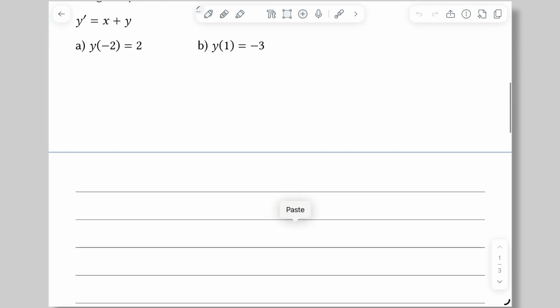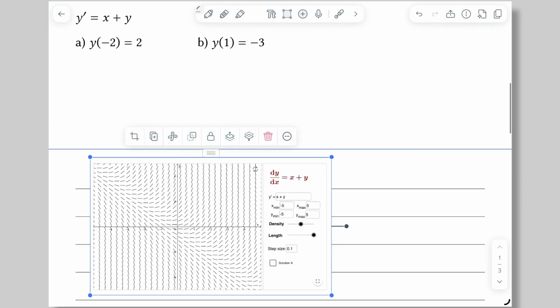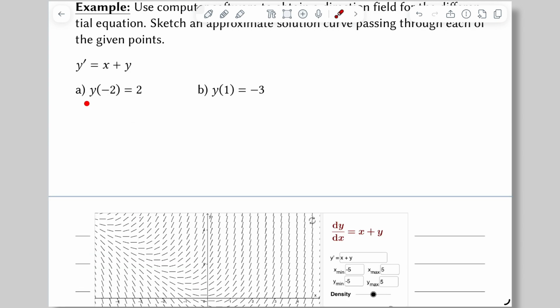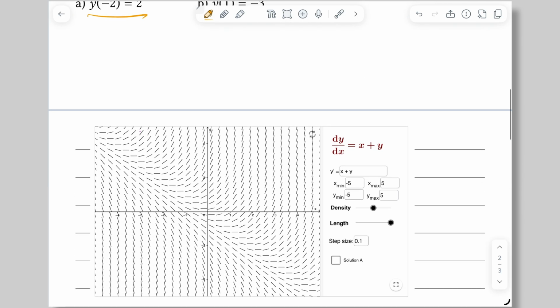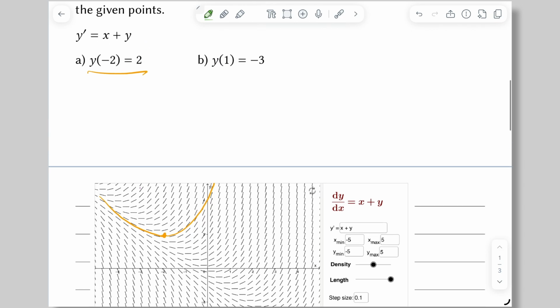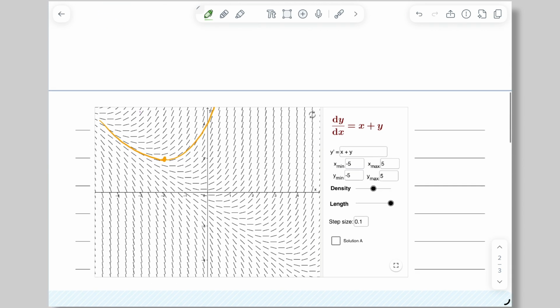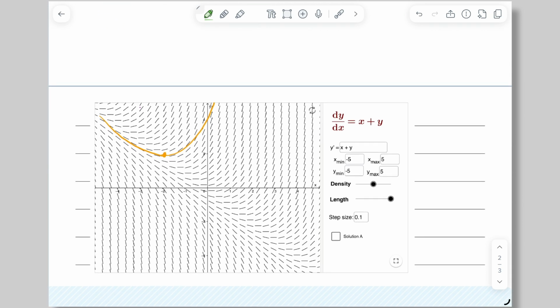And I'll just go ahead and paste that into our current working document. And then it's the same thing we just did. y of negative 2 equals 2, so I'm going to be looking for the point negative 2, 2. And then drawing a solution curve that looks like it could have these things as its lineal elements, as its tangent lines, I should say. We'll just finish this up looking at the initial condition 1, negative 3. And again, to be really clear, that means we're looking for a curve that goes through the point 1, negative 3. That's what an initial condition is, a point on the solution curve.